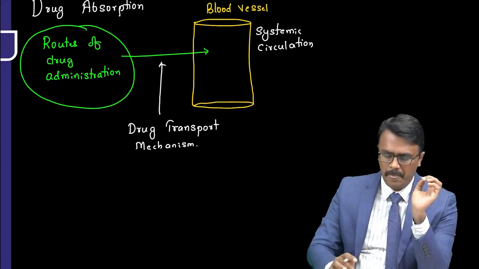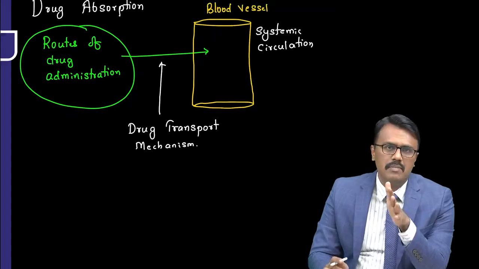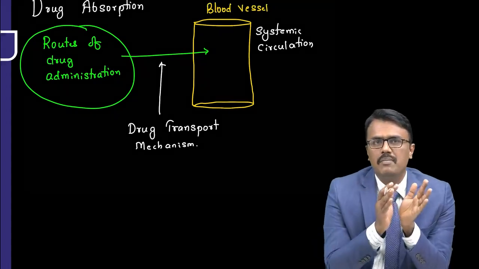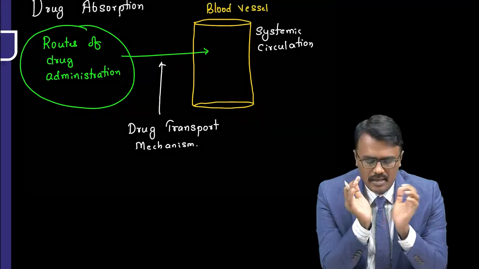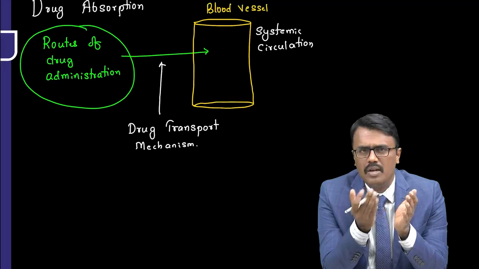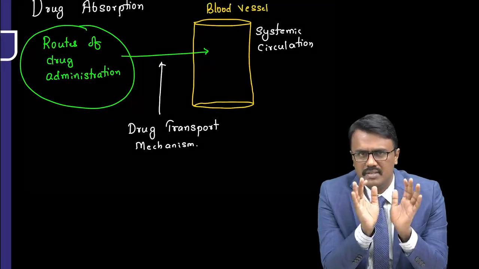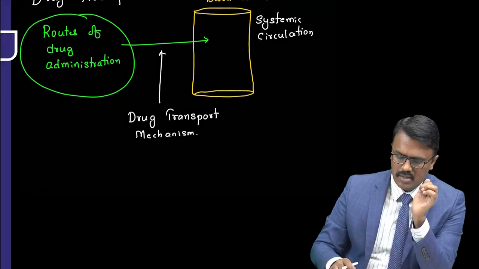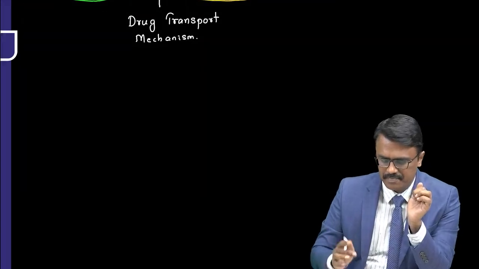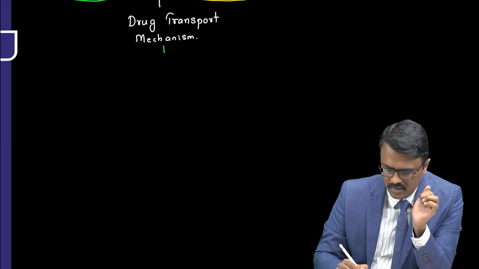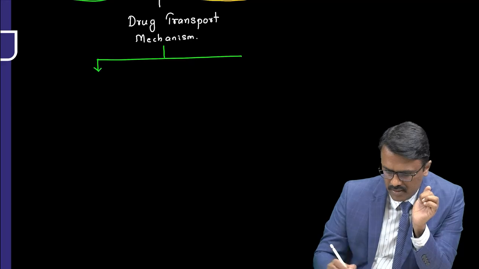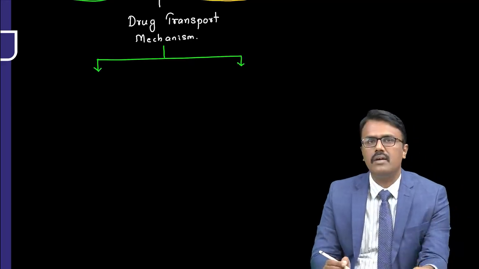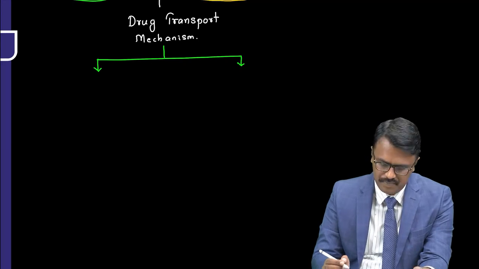Clear? So usually the most common mechanism is that the drug will move from high concentration to low concentration. You know the oral route, sublingual route, we'll discuss that later. Now, what are the drug transport mechanisms we have? Drug transport mechanisms, you have studied in physiology. It's just a recap of this. What are the drug transport mechanisms we know of?